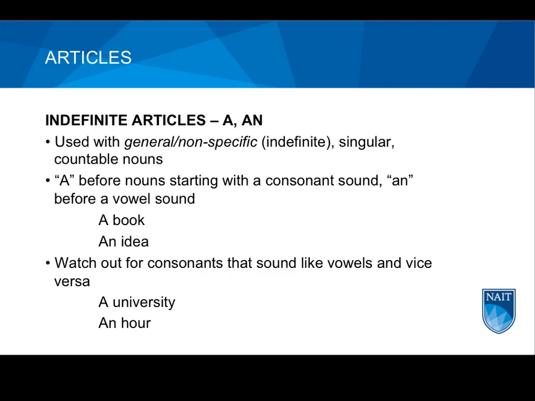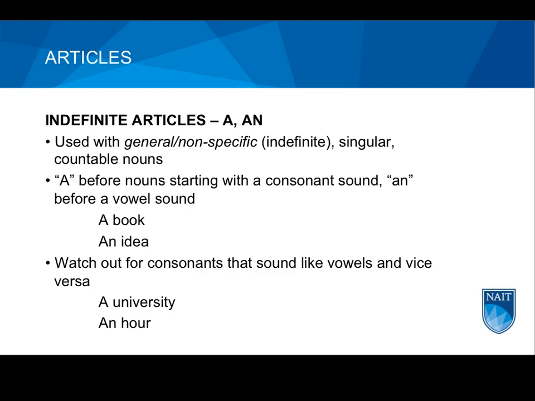We use a before nouns that start with a consonant sound, and we use an before a vowel sound. So for example, the word book starts with a B, which is a consonant, so we'll use the indefinite article a before it. The word idea starts with a vowel, I, and so we'll use the indefinite article an before that word.